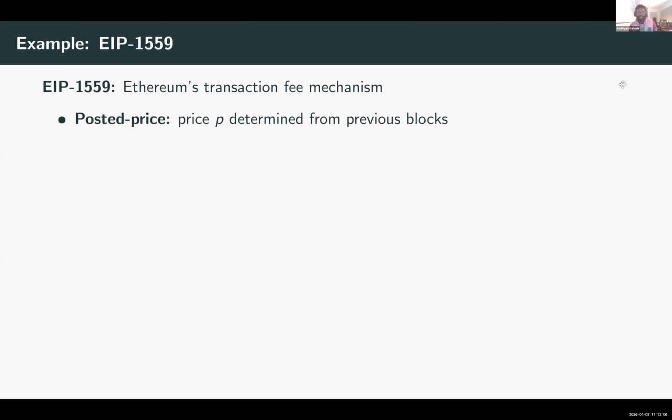The first is that there is some price fee that is announced to all the users. Specifically, this price fee, called the base fee, is something the miner does not have the capacity to set. It is determined from the history of the previous blocks, depending on how full the blocks were and so on.